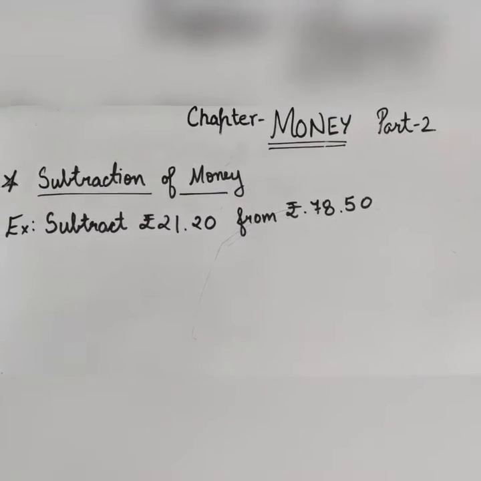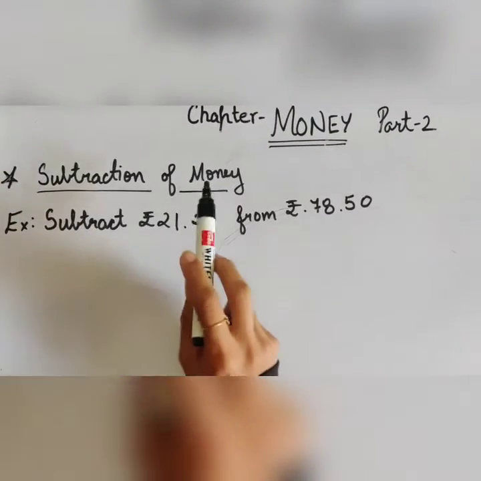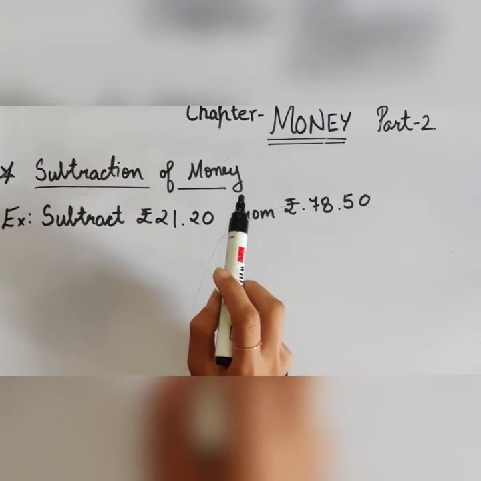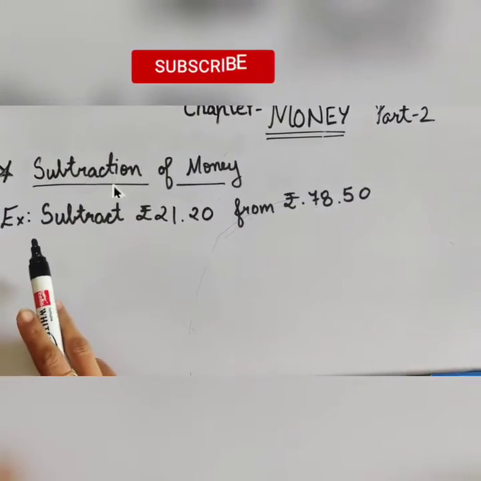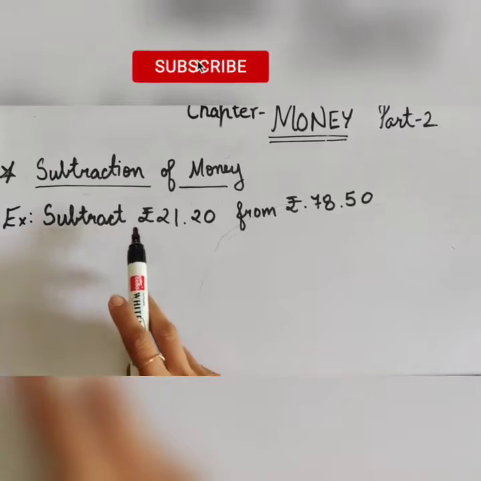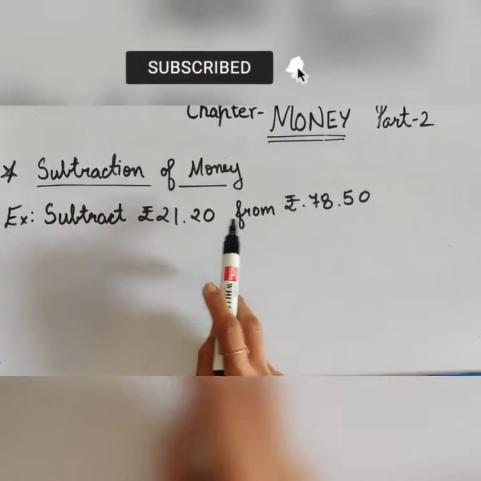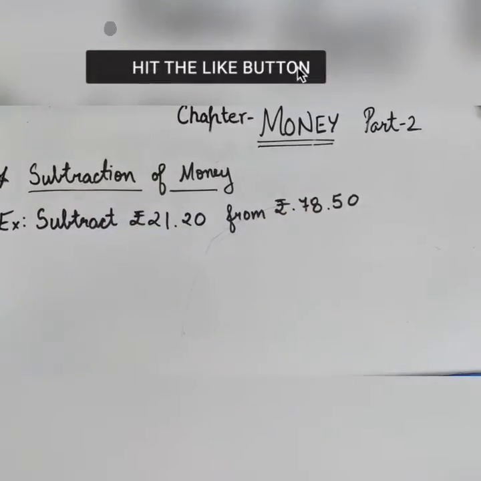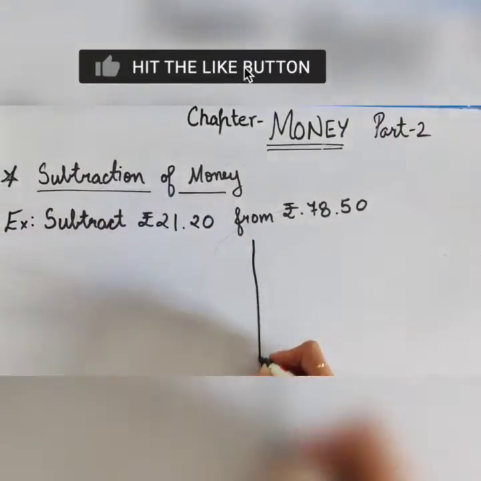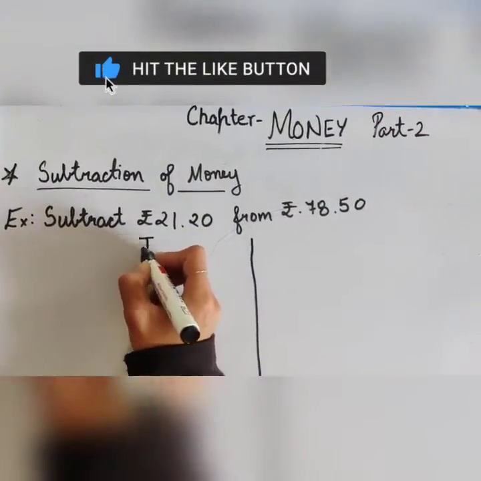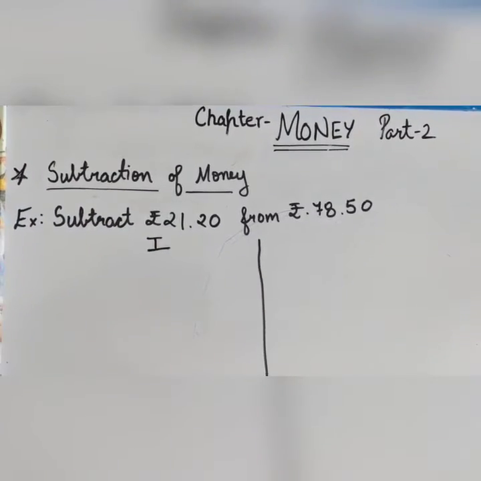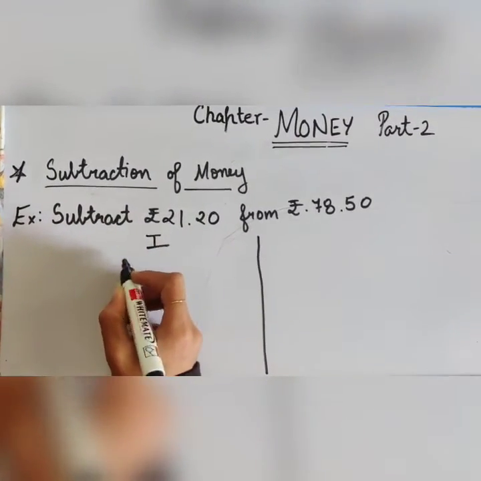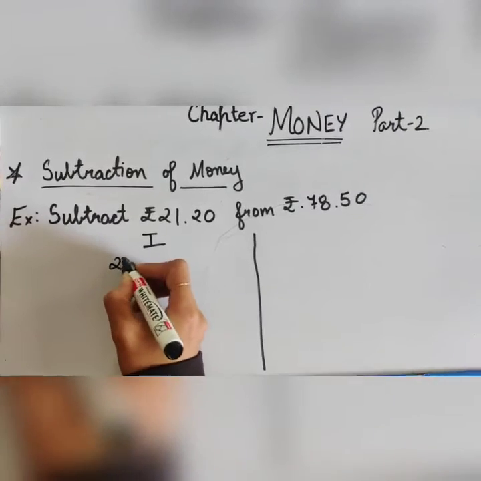Now let us start our next topic, that is subtraction of money. Let us understand this with an example. Subtract rupees 21.20 paise from rupees 78.50 paise. So we can subtract in two methods. First is by arranging in columns. Let us do it like we did in addition, similarly we will do in subtraction.